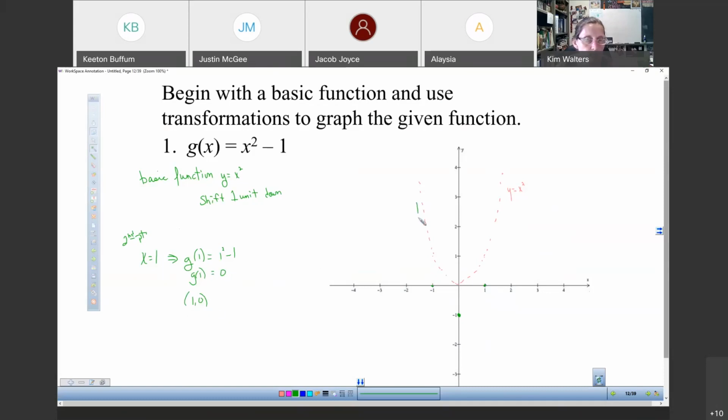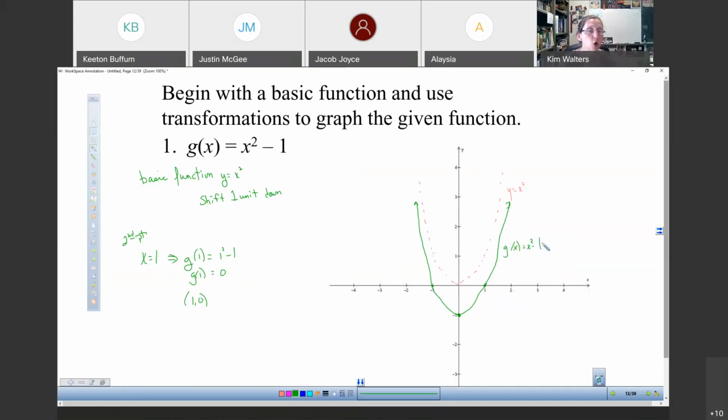So here is my graph. Comes down, goes back up. That's so bad. It wiggled where it wasn't supposed to. So anyway, get the idea. Okay, lovely. And this is g of x is equal to x squared minus 1.